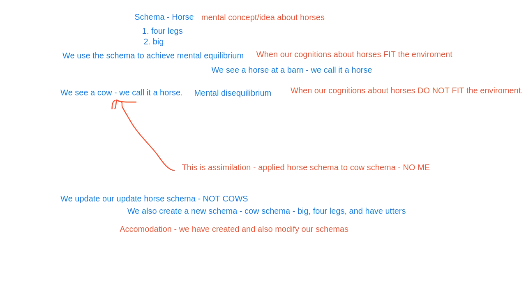Just a quick summary. We had a schema about horses. We tried to use it to achieve mental equilibrium by calling a cow horse. Mental equilibrium was not achieved. We had mental disequilibrium. So we had to create and modify 2 schemas. We had to create a cow schema and we had to update our horse schema. So these are used throughout Piaget's stages in very different ways, as you probably recall. So let's just go through each of these stages.